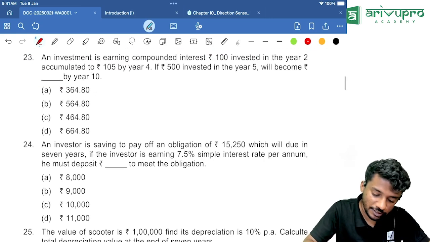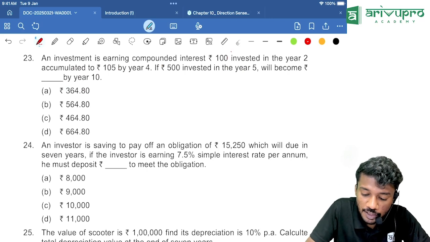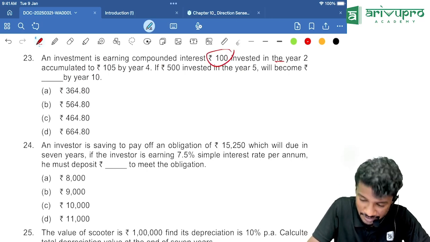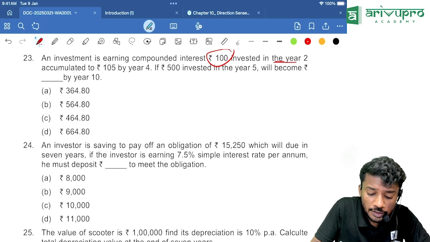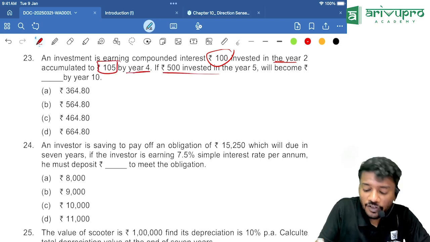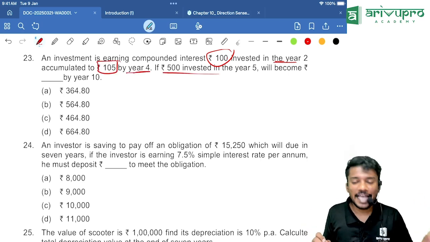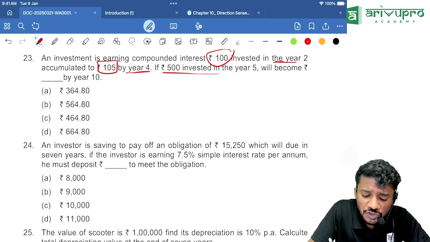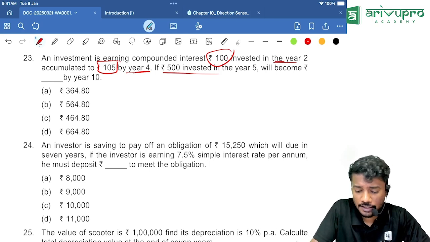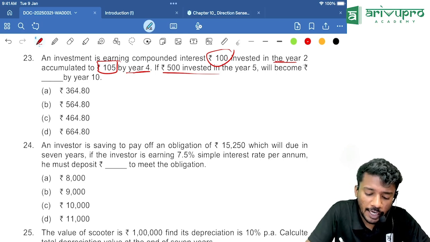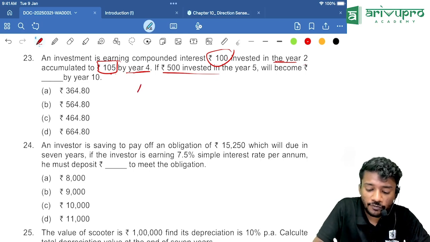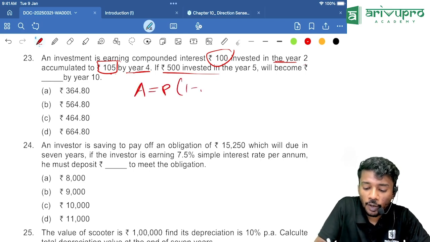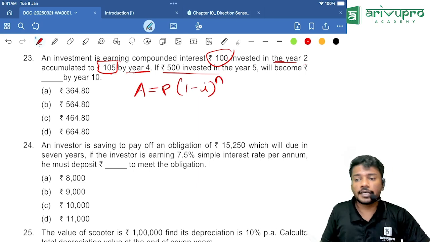Okay. Perfect. Next one. An investment is earning compound interest. 100 invested in year 2 accumulated to 105 by year 4. If 500 invested in year 5 will become dash by year 10. How will you solve this? Good question. What is the formula for amount? A is equal to P into 1 plus i the whole raised to n. Correct?